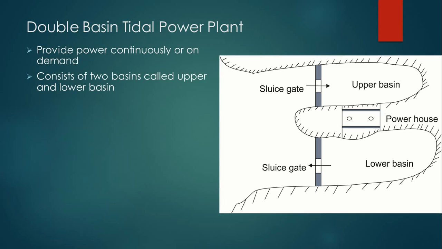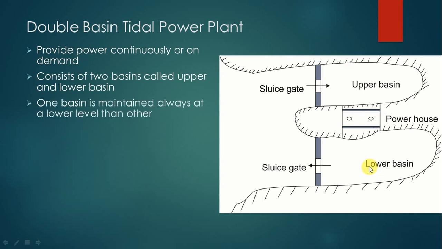It consists of two basins called the upper basin and the lower basin. So this is the sketch or schematic layout of the double basin tidal power plant. This one is the upper basin and this one is the lower basin. One basin is maintained always at a lower level than the other. So this lower basin is always maintained at a lower level than the upper basin.